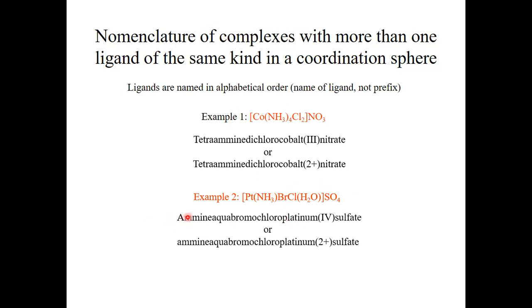All right. So it's an amine aqua bromo chloro platinum 4 sulfate, or it's an amine aqua bromo chloro platinum 2+ sulfate. I don't know which system you wanted to use, the Stock system or the Ewing-Bassett system. But if you use the Stock system, it's a 4, and if it's the Ewing-Bassett system, it's a 2+. Agree with me? Yep. Okay, good.